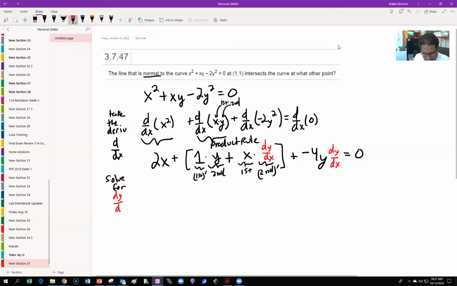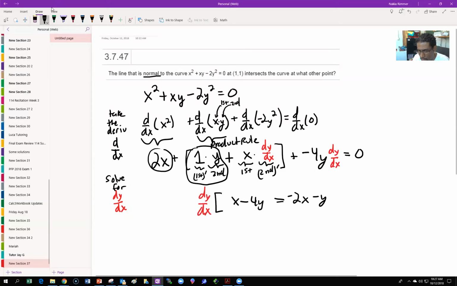Okay, now we need to use algebra at this point to solve for dy dx. And I'm going to do some skipping of steps. Hopefully that's okay. These terms that don't have dy dx in them, I'm going to move them over to the other side. If they're positive, I'm going to subtract them over. So on the other side of the equals, I'll have a negative 2x and a negative y. These guys that do have dy dx in them, I'm going to factor it out. If I factor dy dx out, I'll be left with an x minus 4y.